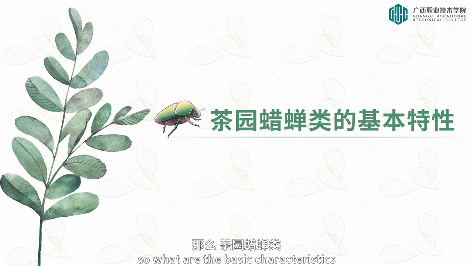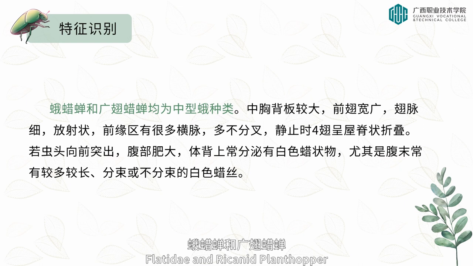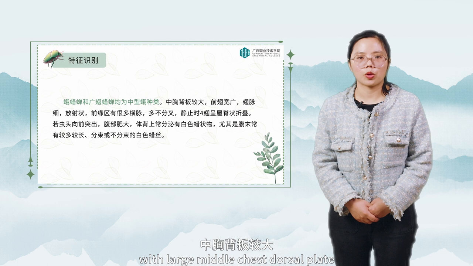So what are the basic characteristics of tea garden waxhoppers? We can identify it in the following three ways. 1. Feature recognition. Flatidae and Ricanid planthoppers are medium-sized moth-like species, with a large middle chest dorsal plate and wide forewings, and the veins are thin and radial.